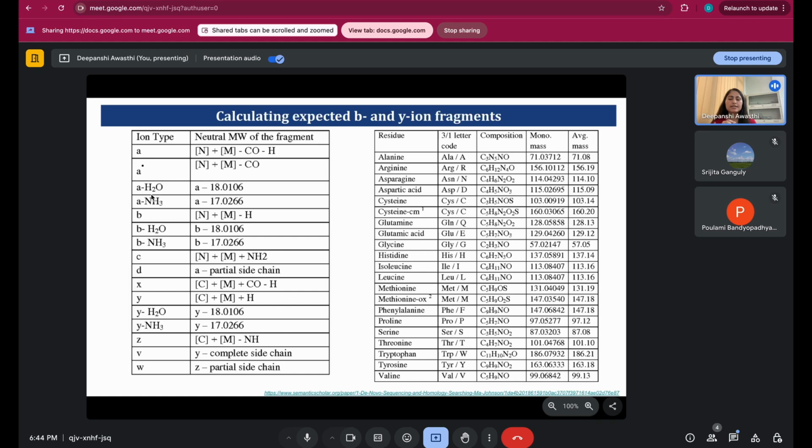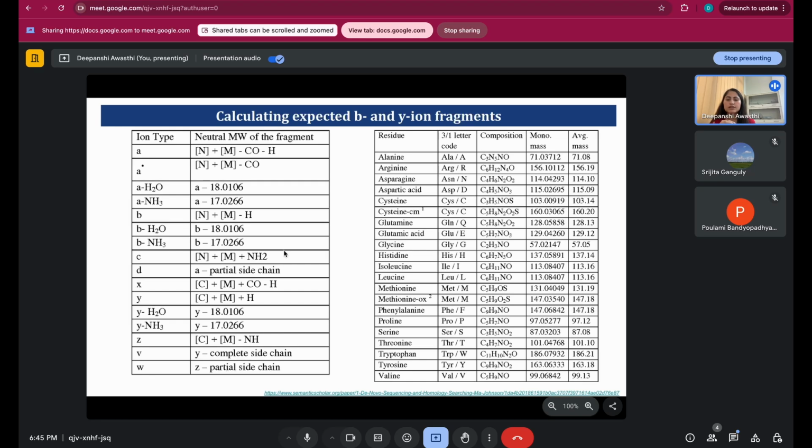For example, in the A type ions, the H2O is present, so we have to subtract 18.0106 to get the exact molecular mass of the A type ions. Similarly, I think you have also seen that the difference between the A and B is that B is equal to A minus 28. I think that you have seen.